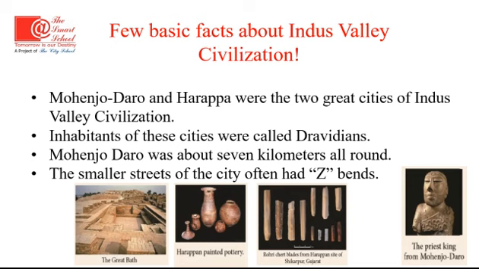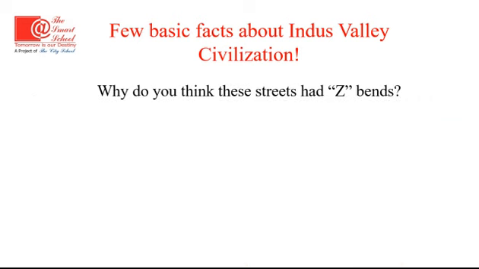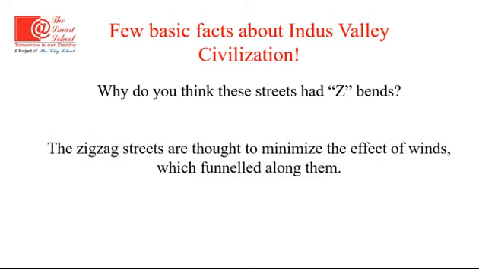Now let's see a few basic facts about the Indus Valley civilization. Mohenjo-daro and Harappa were the two great cities of Indus Valley civilization. Inhabitants of these cities were called Dravidians. Mohenjo-daro was about 7 kilometers all round, and the smaller streets of the city often had Z bends. Now, why do you think that the streets were zigzag or had a Z bend? Yes, the zigzag streets are thought to minimize the effect of winds which funneled along them.